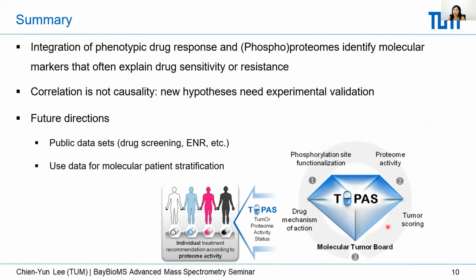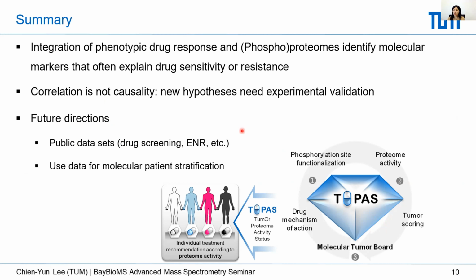To summarize, we show that the integration of the drug response and the phosphoproteins and full proteomes can identify molecular markers that often explain the drug sensitivity or resistance. Although we can generate quite a lot of hypotheses based on our observations, we are also aware that correlation is not causality. So if we have a new hypothesis, we need experimental validations.